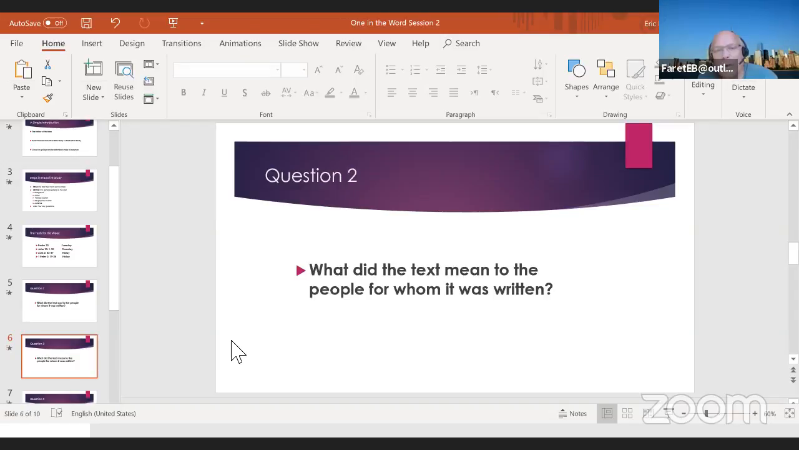Yeah, so if we look at question 2, what did the text mean to the people for whom it was written? It was very meaningful for them to have that comfort and to lie down. It was okay to lie down, and you will get everything that you need from God, and you'll be protected.